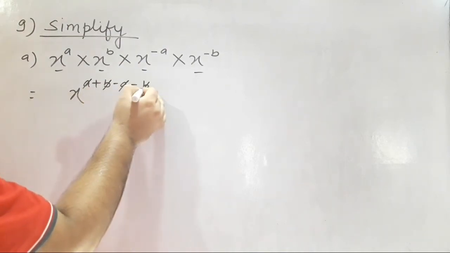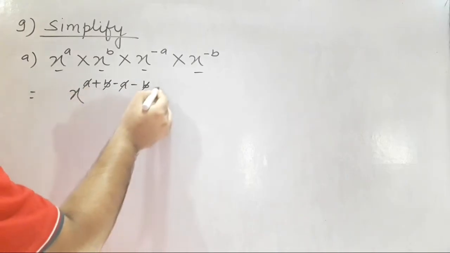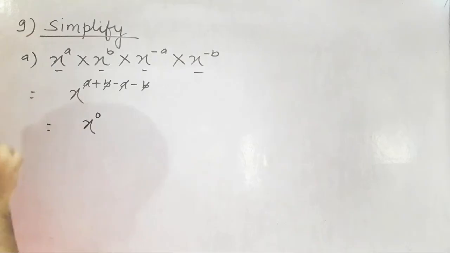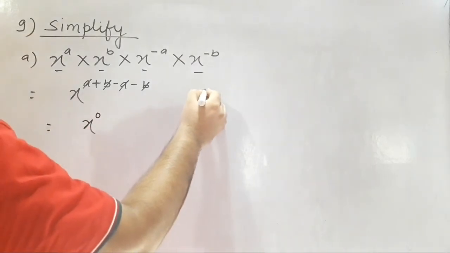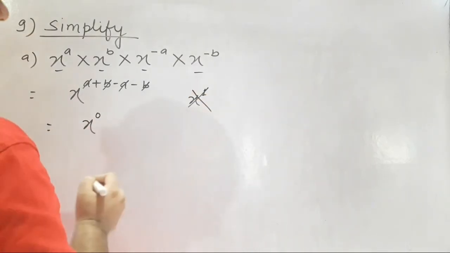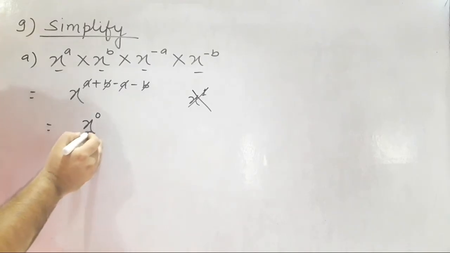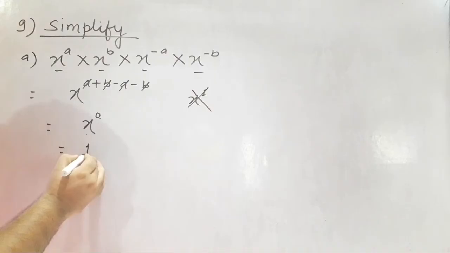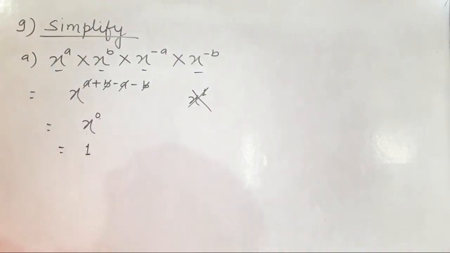Plus b minus b will be cancelled. Now there is no power left, so we will write x power 0. Some students write x power 1. It's totally wrong. Never do it. As we know, any base raised to power 0 is equal to 1 according to the law of zero index. So this is our answer.